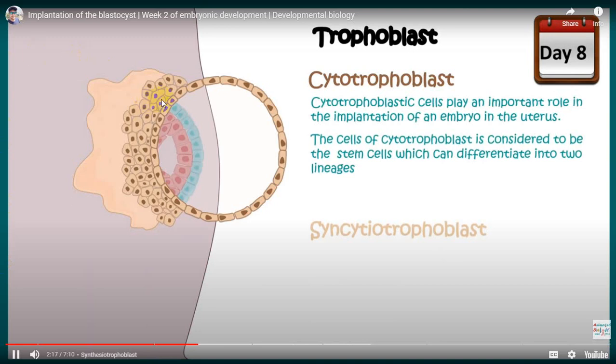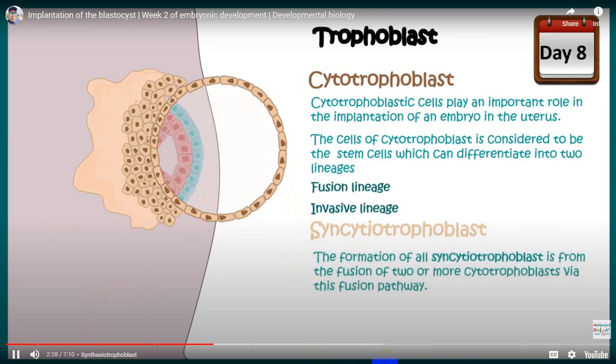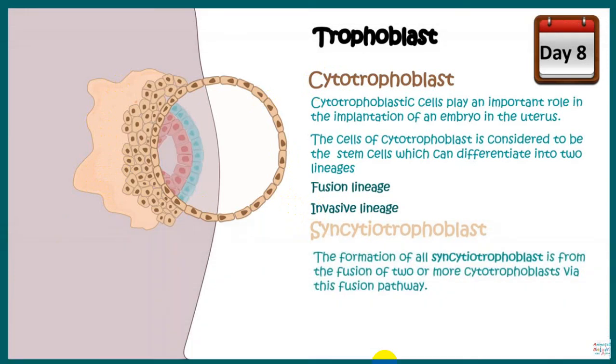They can diversify into different phases, like fusion phases, like syncytiotrophoblast, the invasive lineage. It's also important to look at the color to understand that over here, cytotrophoblast cells fuse with each other and form the syncytiotrophoblast.